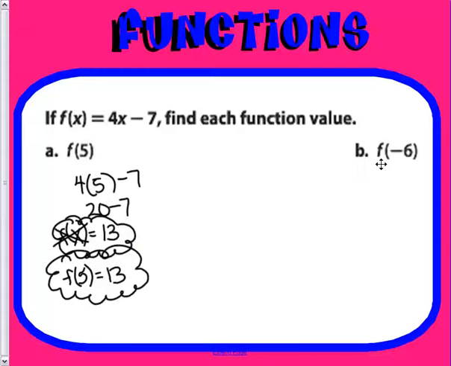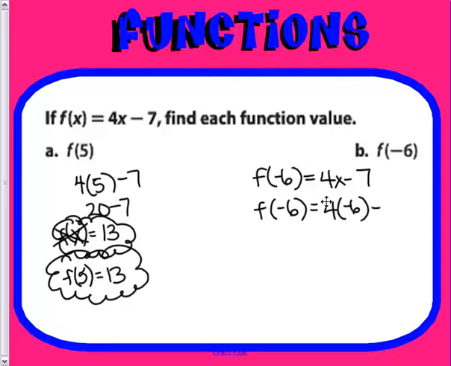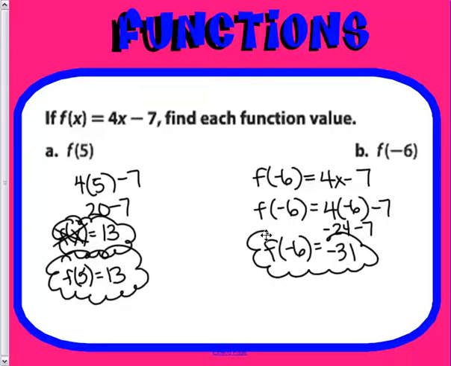Okay, so let's look at this one. What if we have f of negative 6 equaling 4x minus 7? For this one, we're going to have f of negative 6 equals 4 times negative 6 minus 7. 4 times negative 6 would be negative 24, minus 7 would be negative 31. And that would be our answer. So make sure that you always leave it as f of.